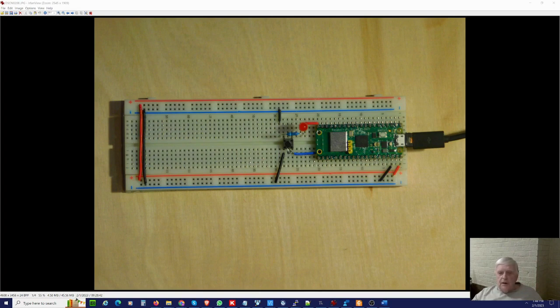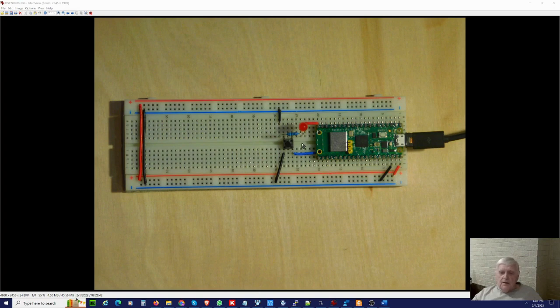I also left in place a button. Notice that one side of the button is connected to ground. The other side you can't see, but it's connected to physical pin 34. And if you press the button, that will ground that pin out and cause a reset on the Pico.